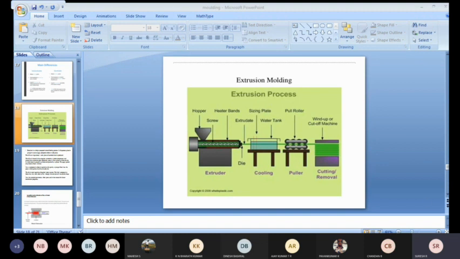It mainly has the extruder unit. Next, it has the cooling unit. It has the puller unit, and it has the cutting or removal. So this is the hopper. As we know the function of the hopper, the heating beds will be present over here. You know the function of the heating beds.